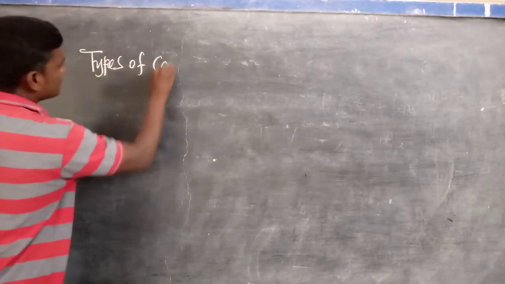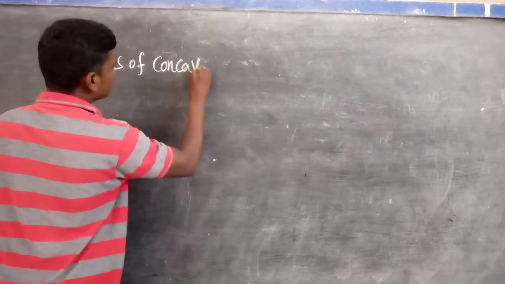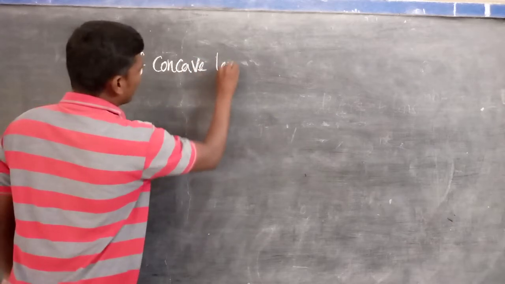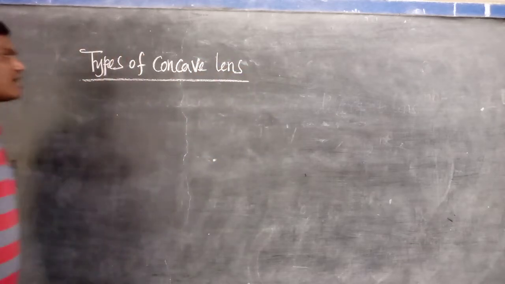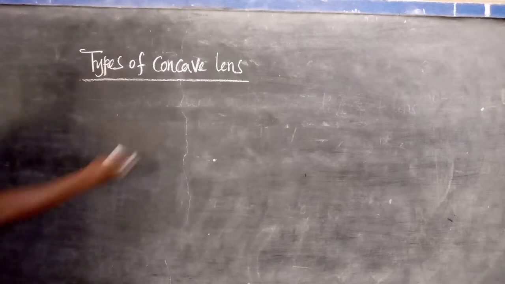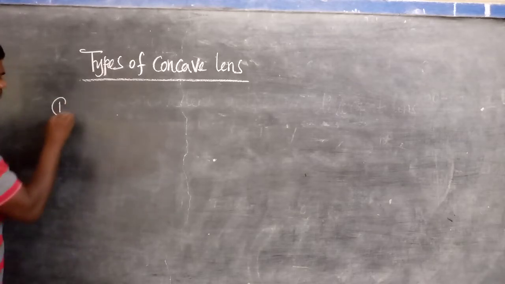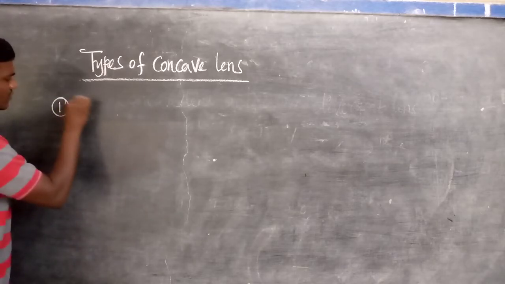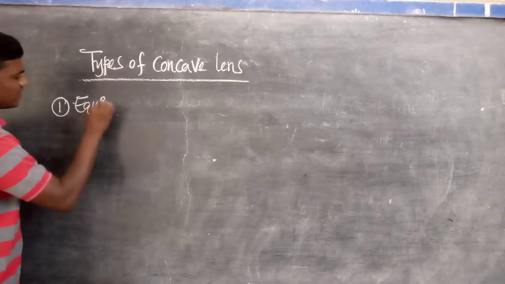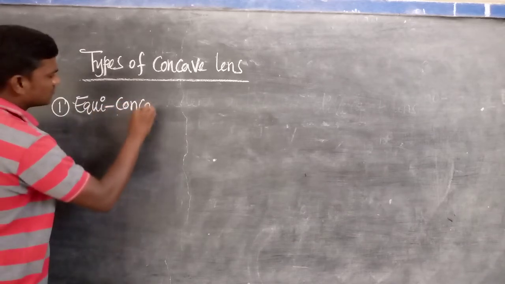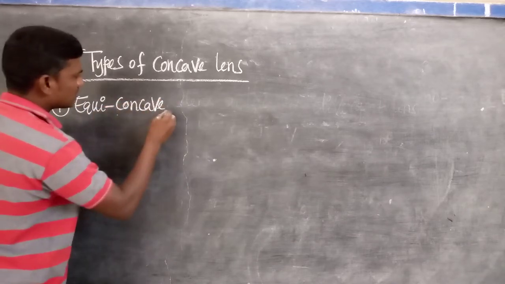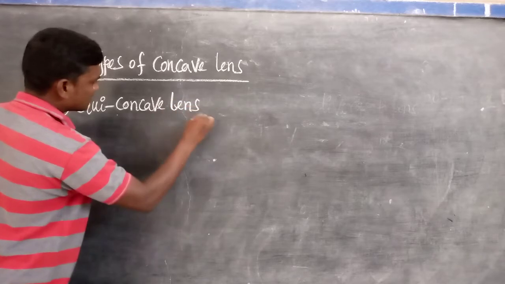Types of concave lens. How many concave lenses are available means like same 4. First one, equiconcave lens.